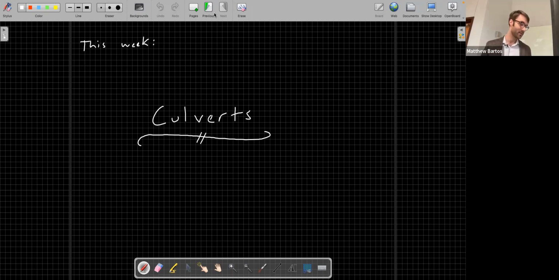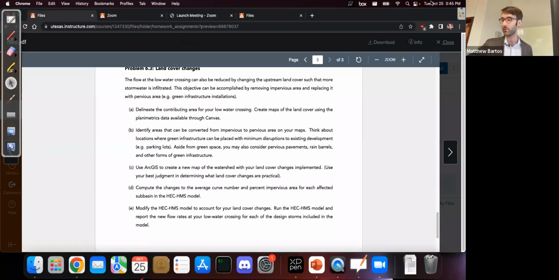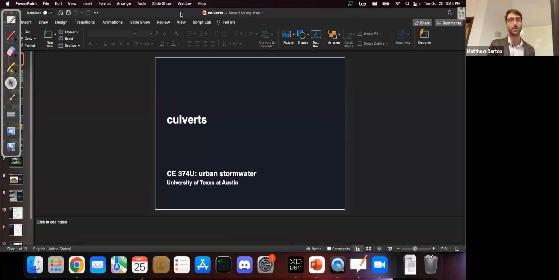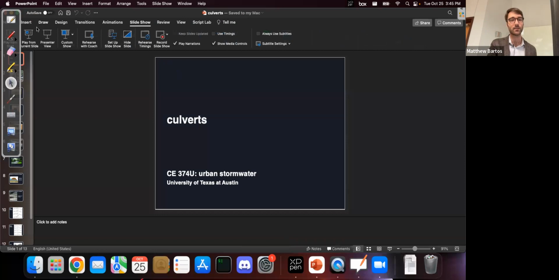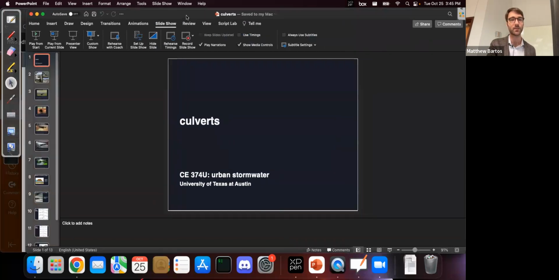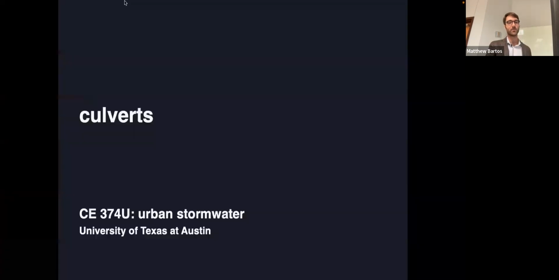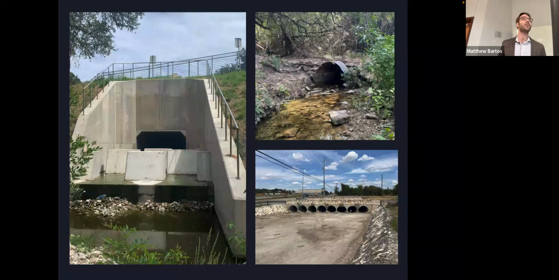Okay, so first, before I get into the design procedure, I just wanted to give a quick overview of culverts, what they look like and what they're for. I've got a quick slideshow. Let me see if I can. Yes. All right, cool. As I mentioned, culverts are ubiquitous in urban stormwater design.